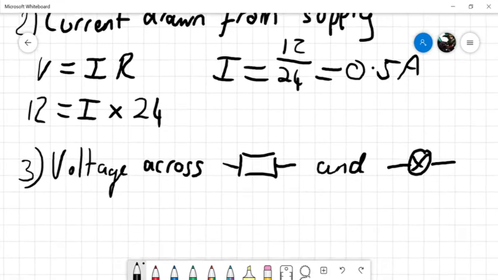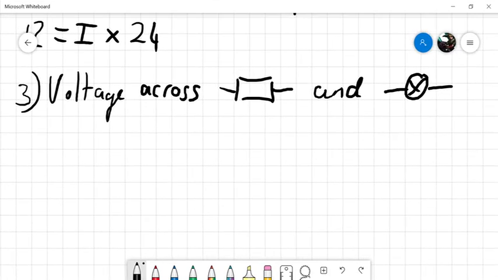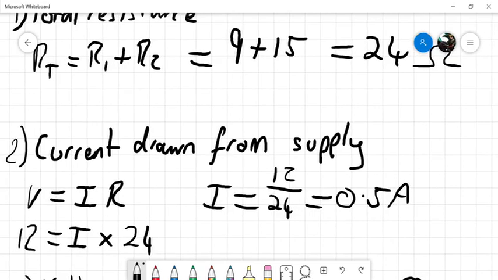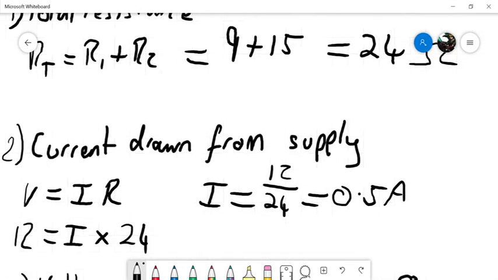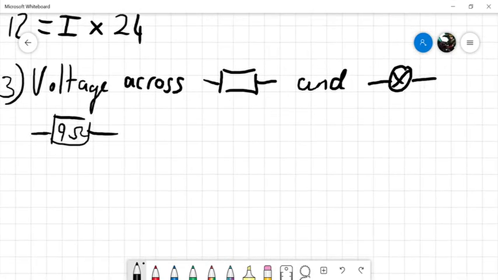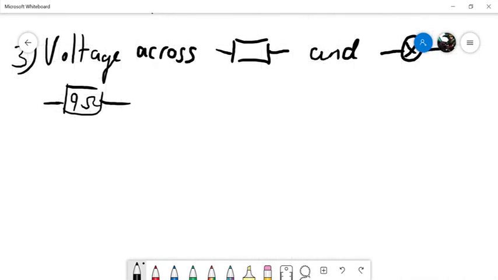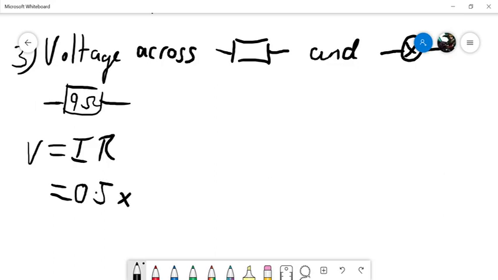Which leads us on to the third part of the question, the voltage across the resistor and across the bulb. So we'll do the resistor first. We know that it's got a resistance of 9 ohms because we're told that all the way back here. We also know that the current flowing through the circuit is 0.5 amps. Now because this is a series circuit, that current will be the same everywhere, so we just use V equals IR again. Where now we know that I is 0.5, and we know that R is 9, so we get 4.5 volts.